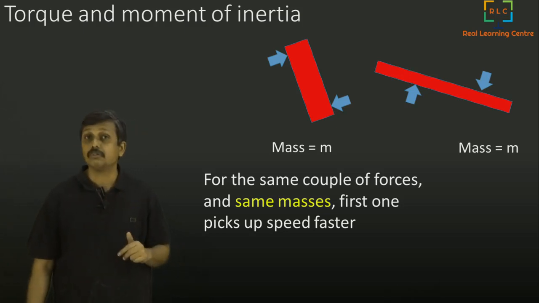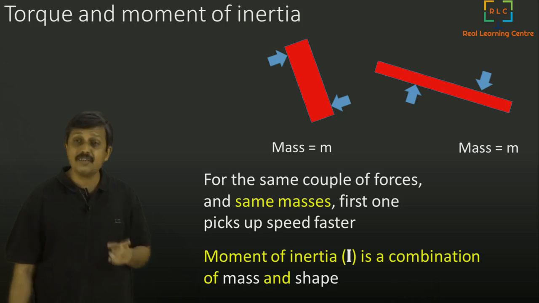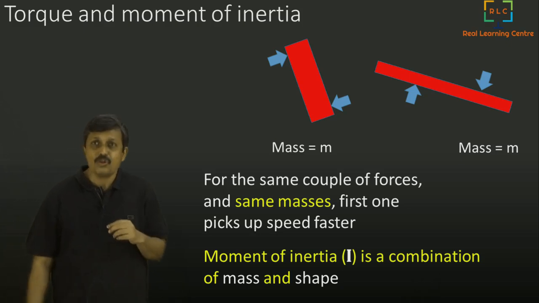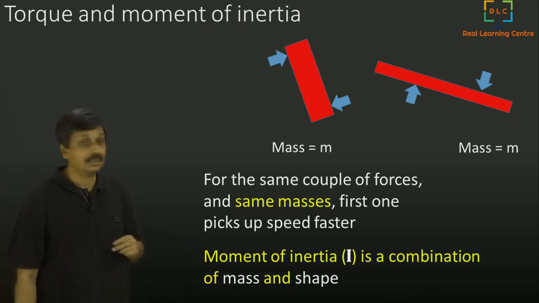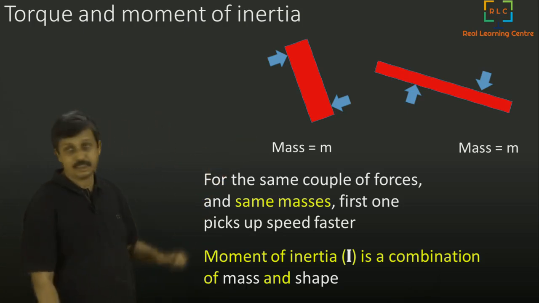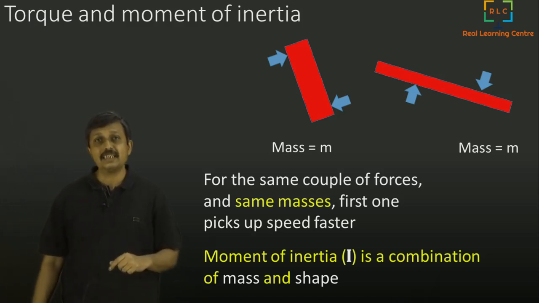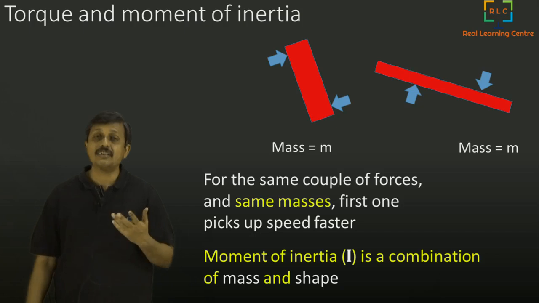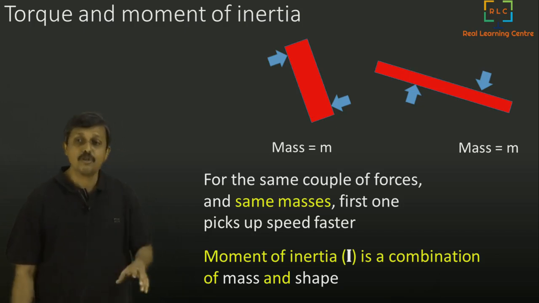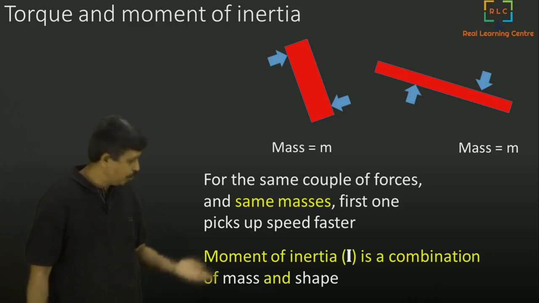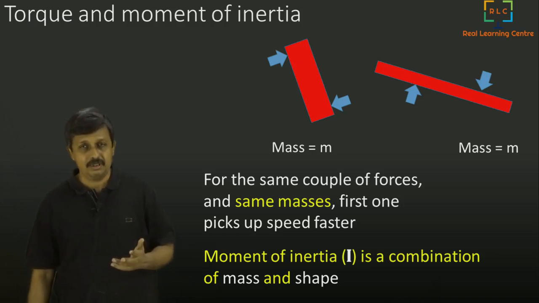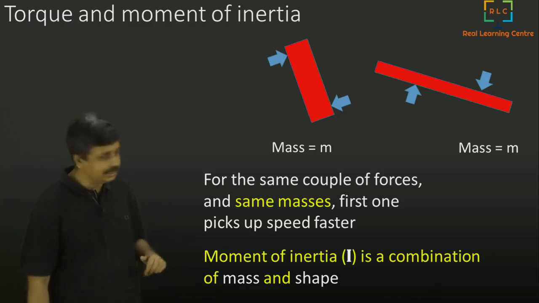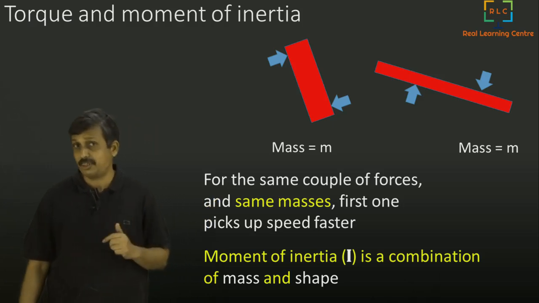Why is it so? This is because of a new concept called moment of inertia, a new entity. It is higher for the second mass, whereas it is lower for the first mass. It's like mass, but in the rotational scenario, mass alone is not sufficient. We need mass and shape put together. We call this new entity moment of inertia. So the moment of inertia is a combination of mass and shape. We can clearly see the second one is going slower than the first one. So what is this moment of inertia?